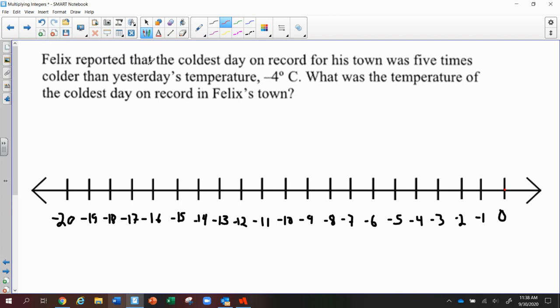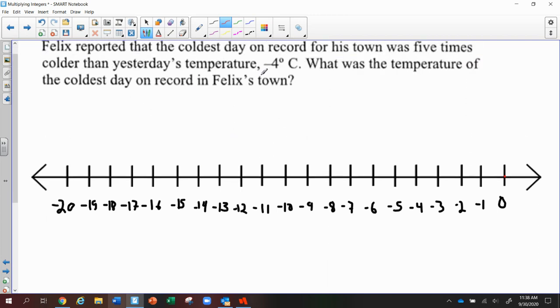So Felix reported that the coldest day on record for his town was 5 times colder than yesterday's temperature of -4 degrees. What was the temperature of the coldest day on record in Felix's town? Well, it was 5 times colder than -4. Well, we're just going to go backwards, -4, 5 times.